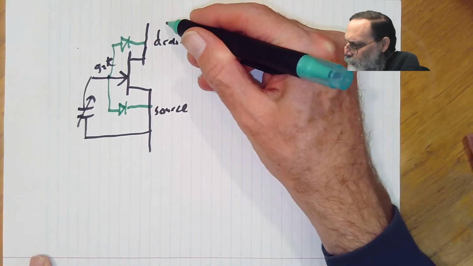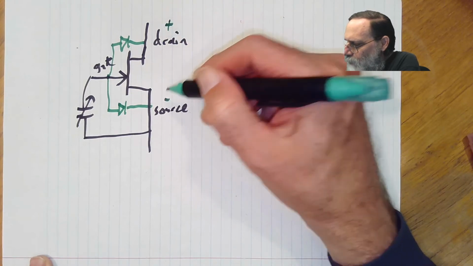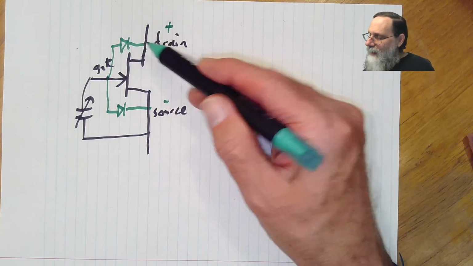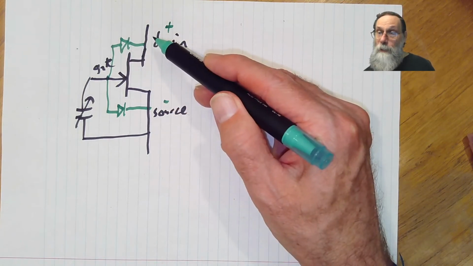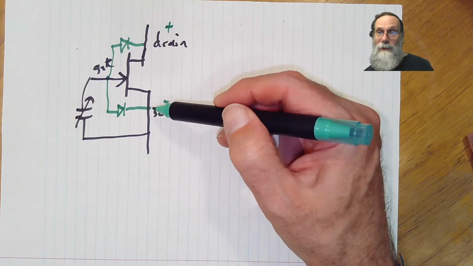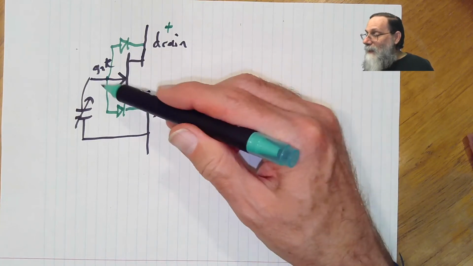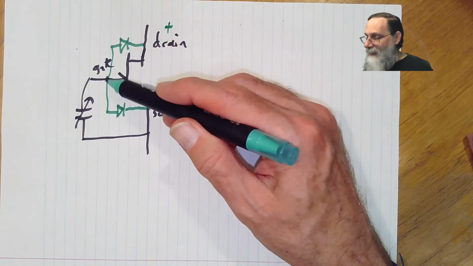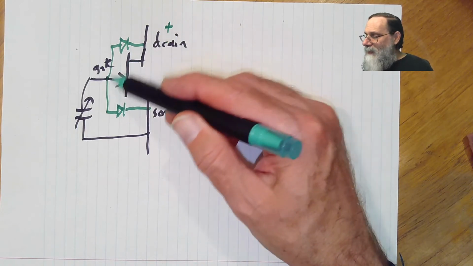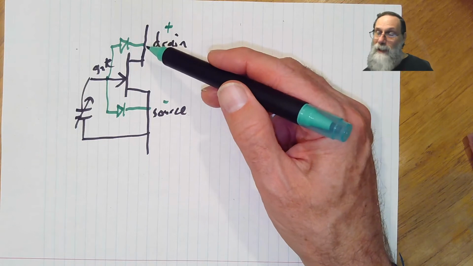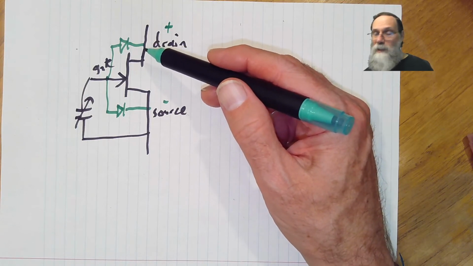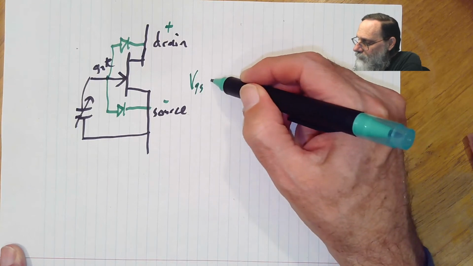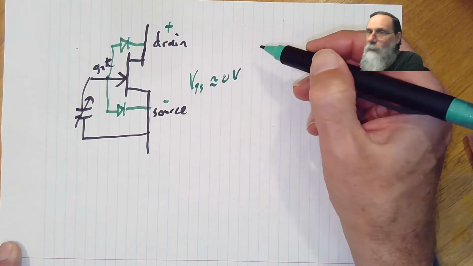Well, remember that the drain is positive with respect to the source. So this diode is much more reverse biased than this diode. And so this diode is the one that's going to take this thing to 0 volts. At that point, this diode is still very strongly reverse biased and isn't going to give us any appreciable current. So we're going to be operating this thing with VGS very close to 0 volts.